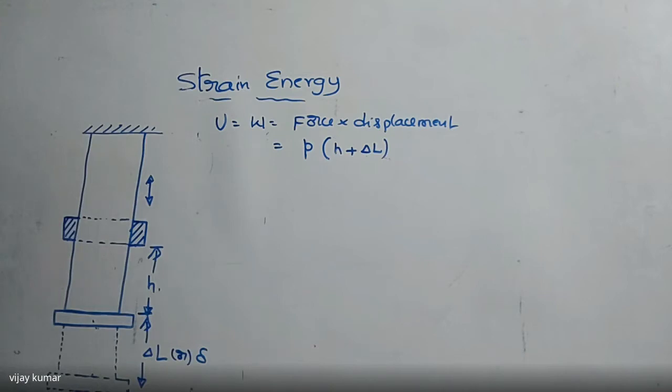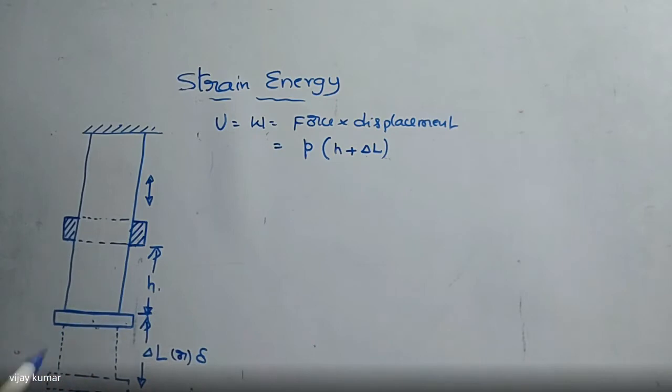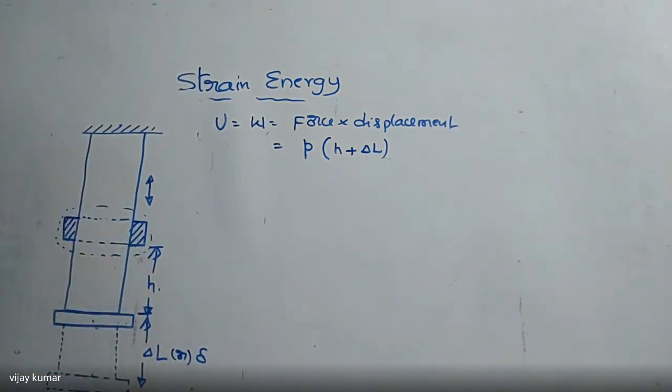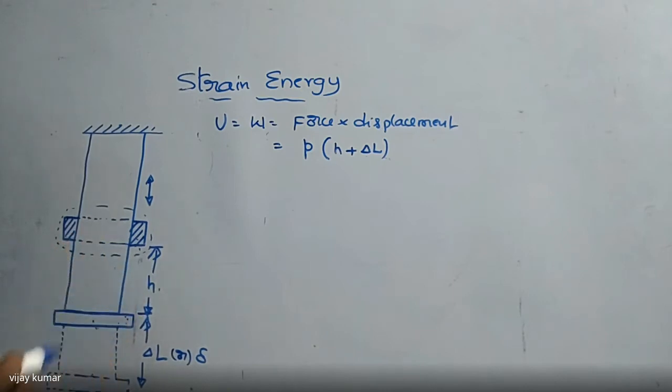So when this weight goes to impact this bottom portion, it loses its potential energy and converts to strain energy. Do you get my point or not? If you release this weight here, which type of energy does it contain now? It is having potential energy. So when it goes to impact this lower weight, this weight has lost its potential energy.